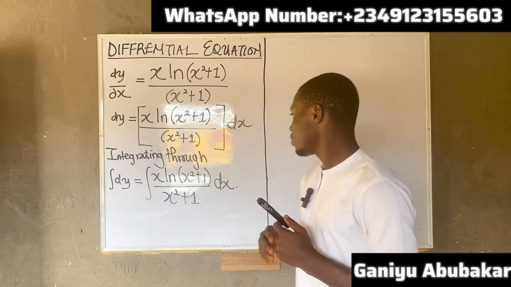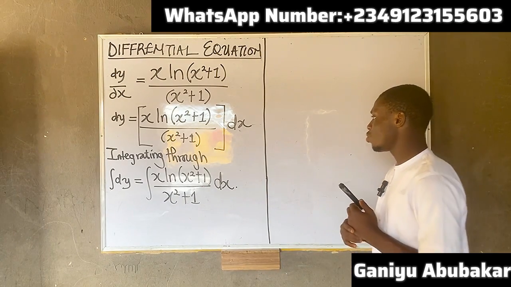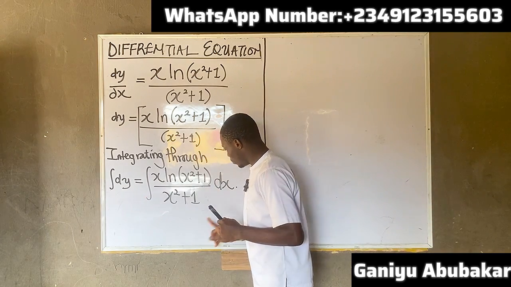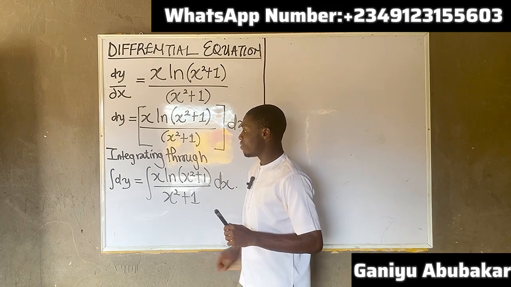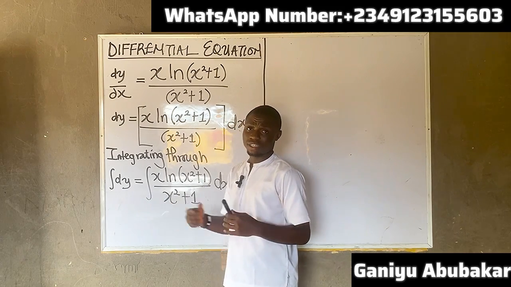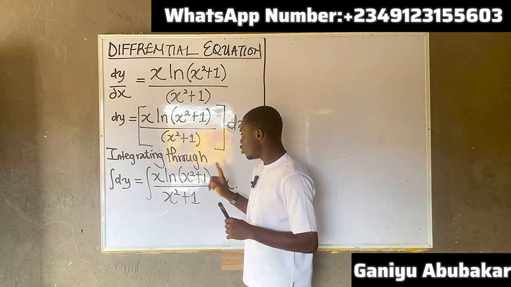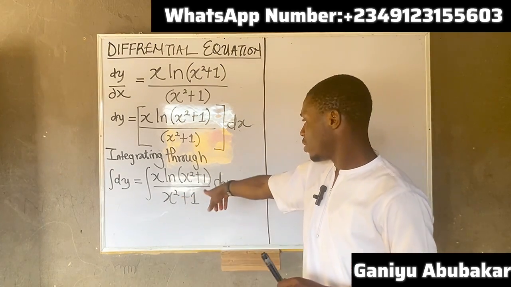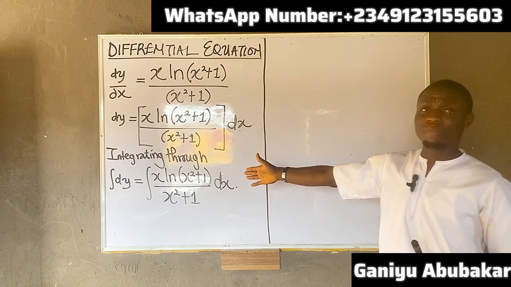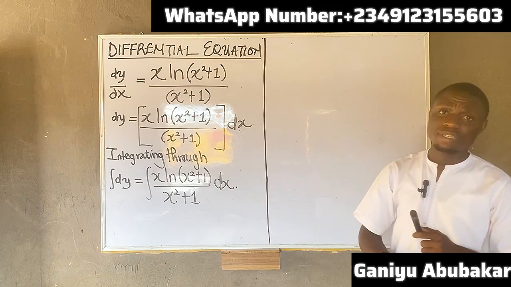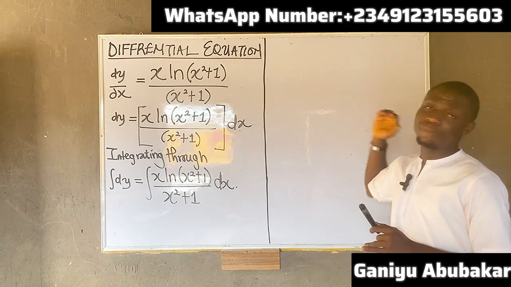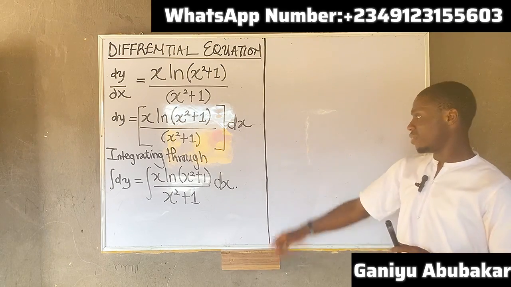What's your next task? My next task is to look for a way to integrate this stuff here. Normally, if I integrate dy, I will have y, right? We know that. But how do you possibly integrate this one here? So think, what do you do here? What method do you apply here? Is it by parts, by partial fractions, or what do you call it? General method or substitution? What do you do here?